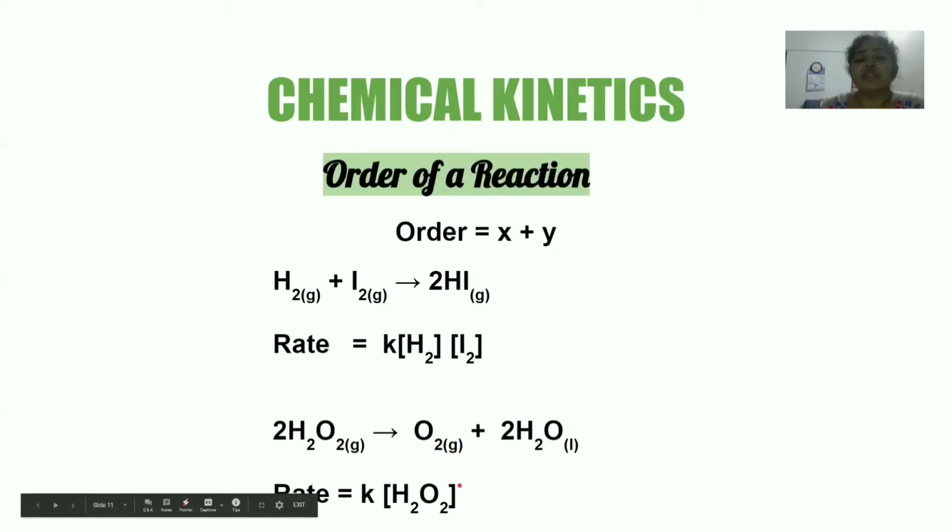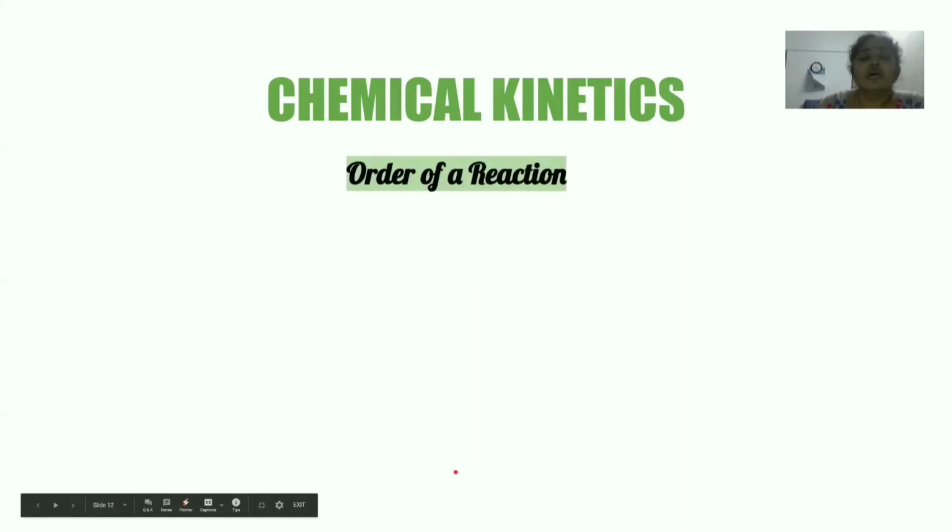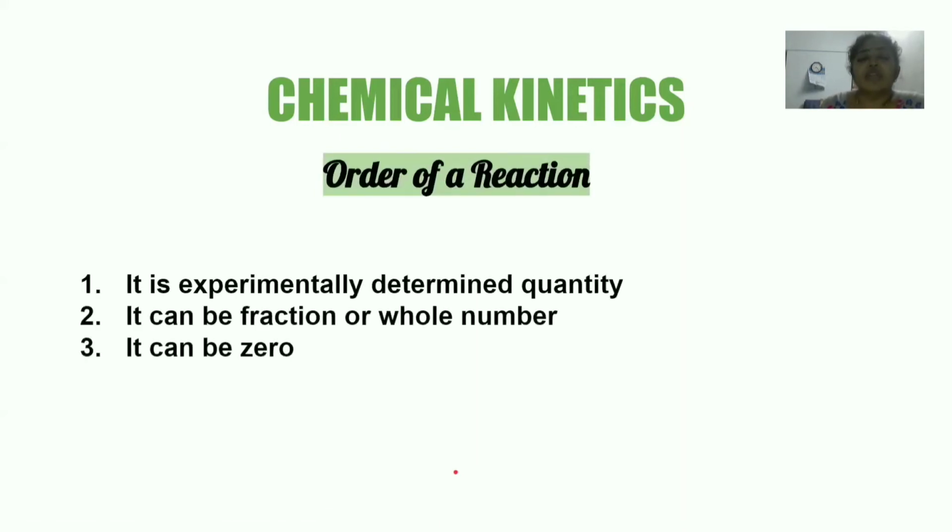So let us say this is the value of x. X is 1. There is no y here, not involved. No second reactant is there. So what will be the order of this reaction? It will be simply 1. Followed? Okay. So let us define this order of the reaction now.